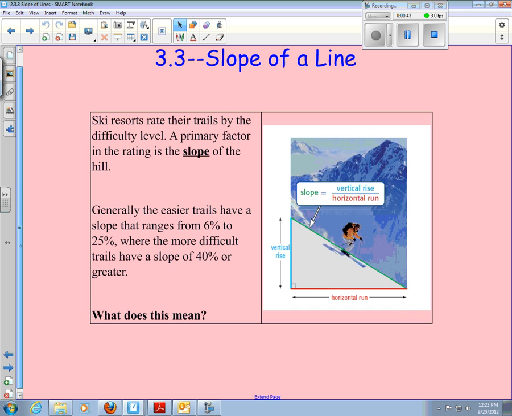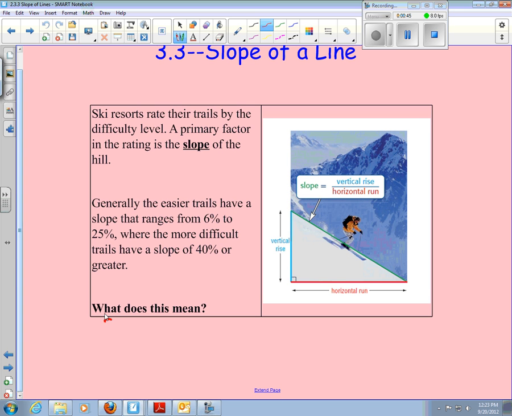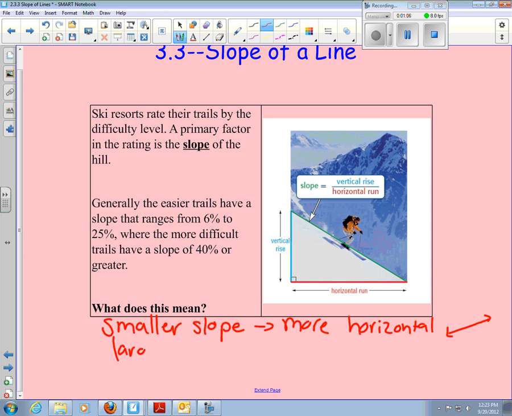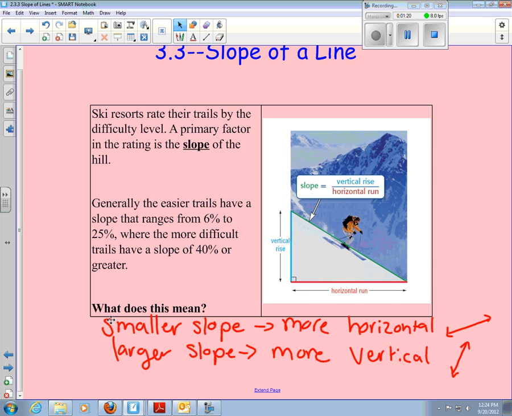So let's talk about what this means. If we have a smaller slope, which is going to give us a ski slope that's more horizontal, it'll look more similar to that. Whereas if we have a larger slope, we're going to have a more vertical slope, and it's going to look much more steep like that.